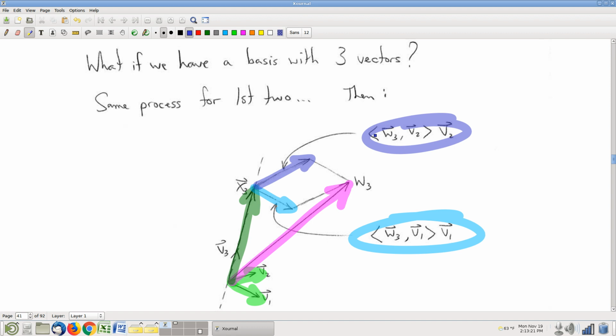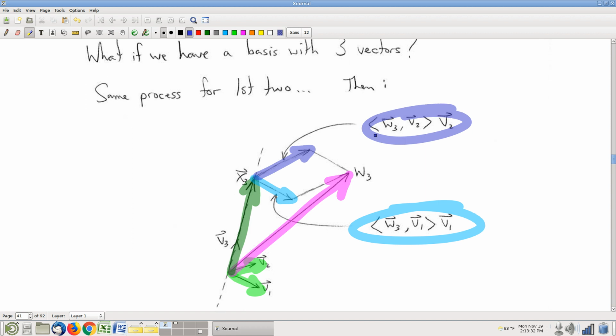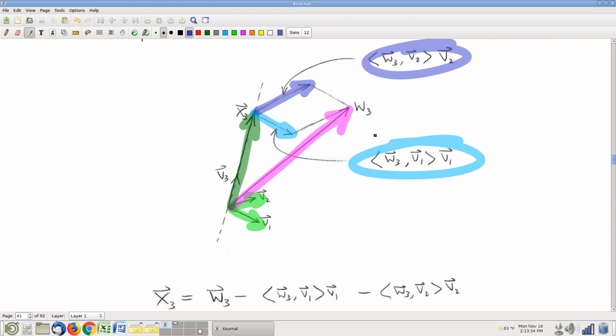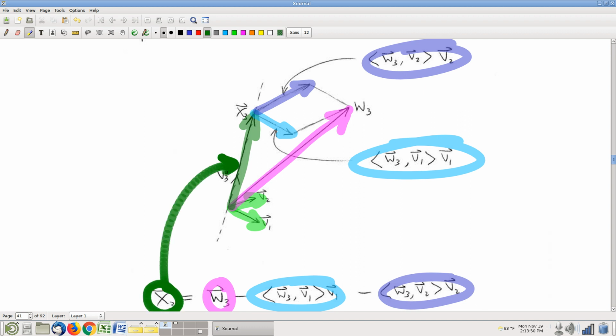So now that's the big difference. If you're looking at the third basis vector, you need to fix it with respect to both of the previously fixed vectors. So you're going to have 2 components to get rid of, and the formula is exactly what you would think. You take the original vector, subtract the light blue part that you don't like, subtract the dark blue part that you don't like. The result is the one that is now fixed with respect to direction anyway. And then, of course, normalize at the end.